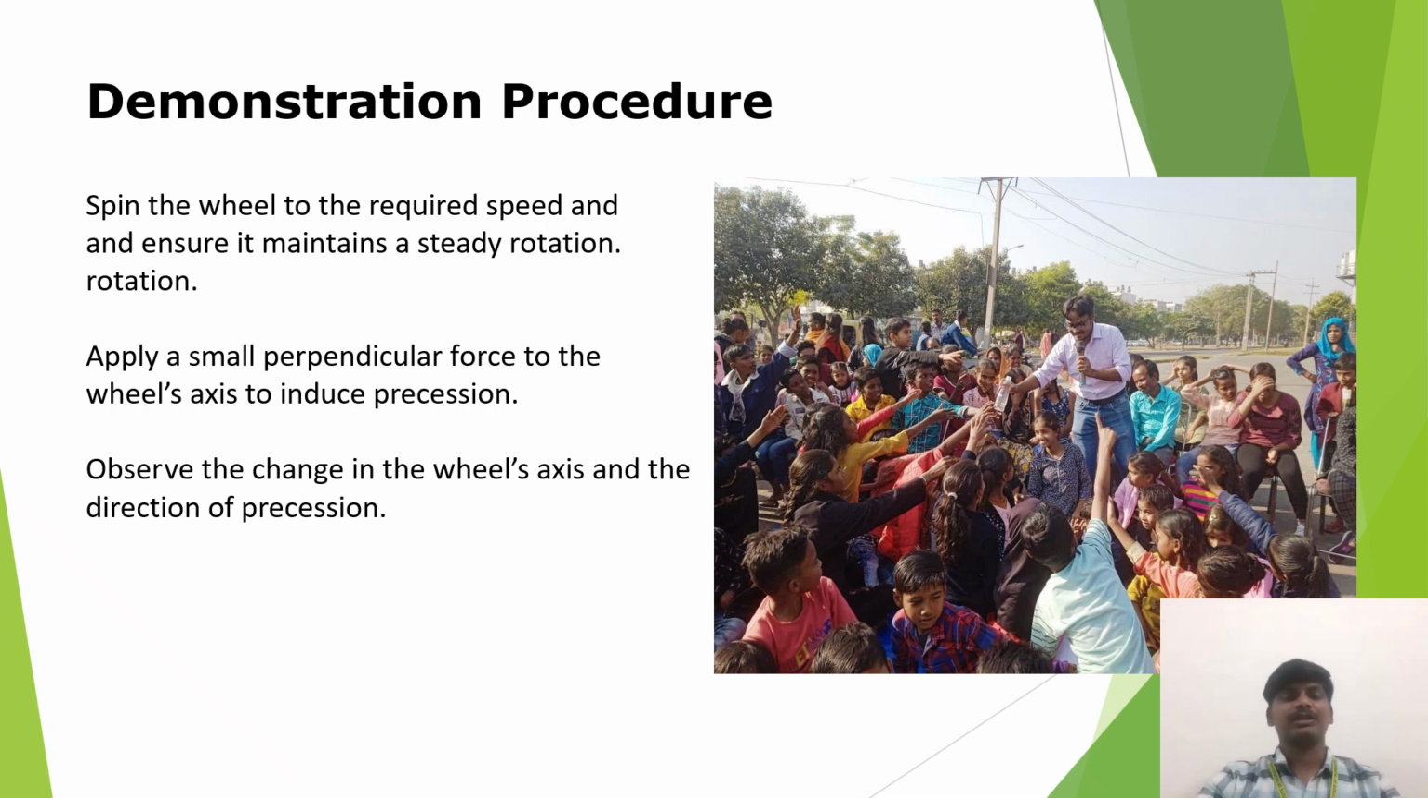Demonstration procedure. Spin the wheel to the required speed and ensure it maintains a steady rotation. Apply a small perpendicular force to the wheel axis to induce precession. Observe the change in the wheel's axis and the direction of precession.